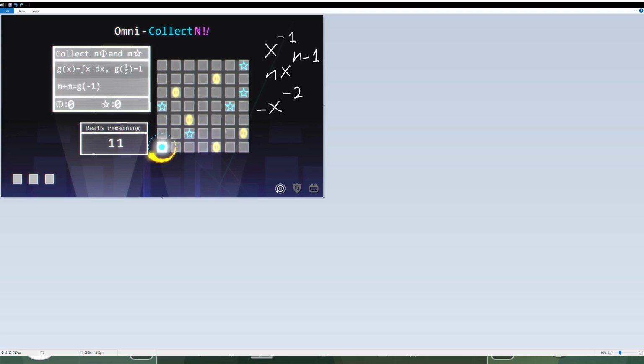But integrating it reverses it to become this, but we factor the negative out, which means when we integrate it, it actually becomes negative x to the power of negative 1.